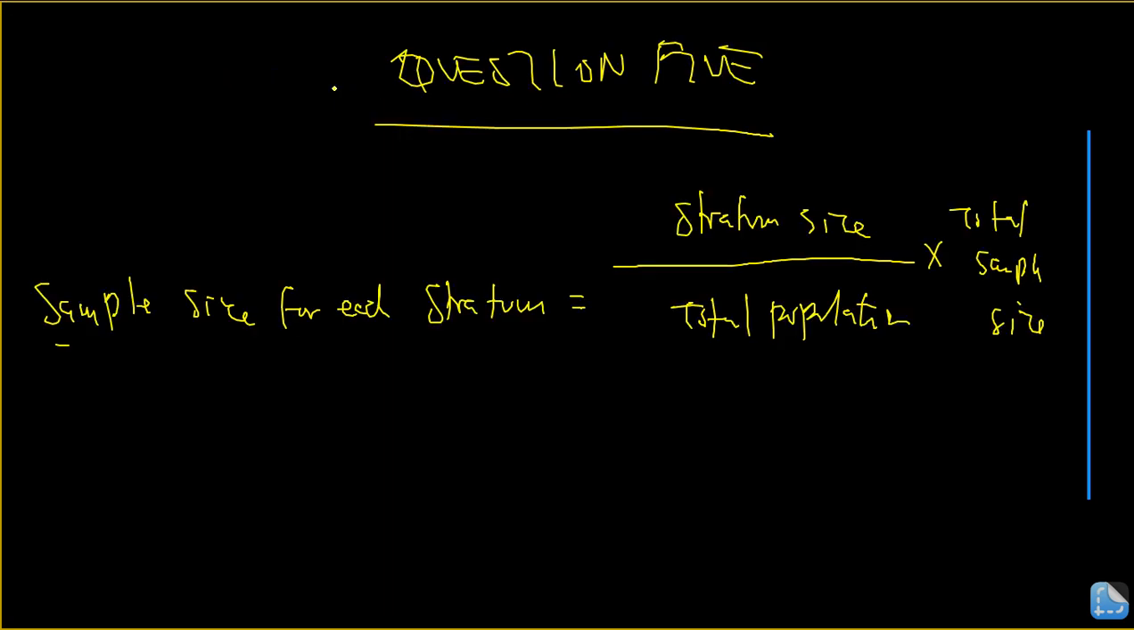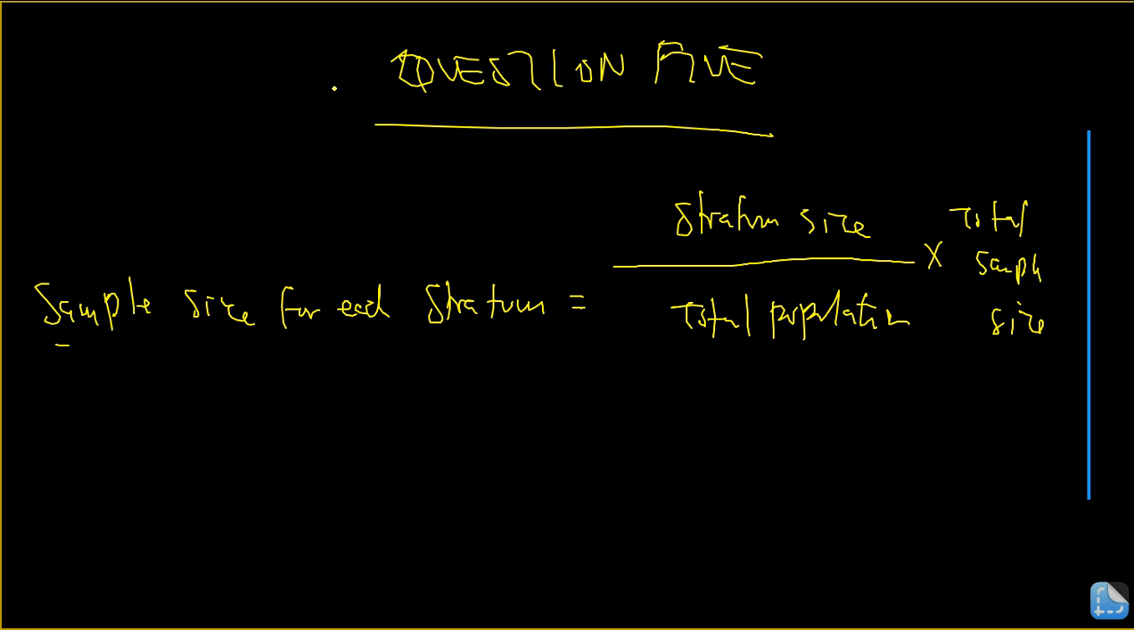What is our first thing that we have? Managers. So managers, how many managers are in this company? This company has about 36 managers. Now, going back to our formula, this 36 is called our stratum size. The total population that we have been given is right in your case study.